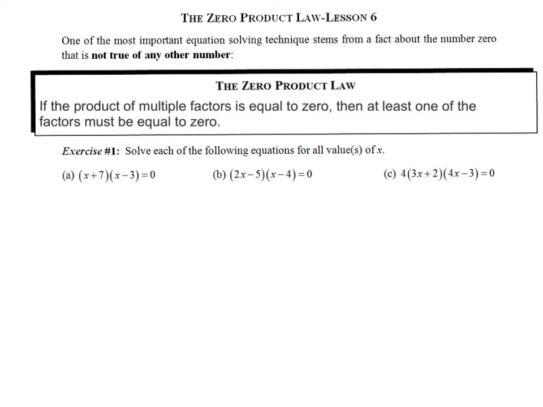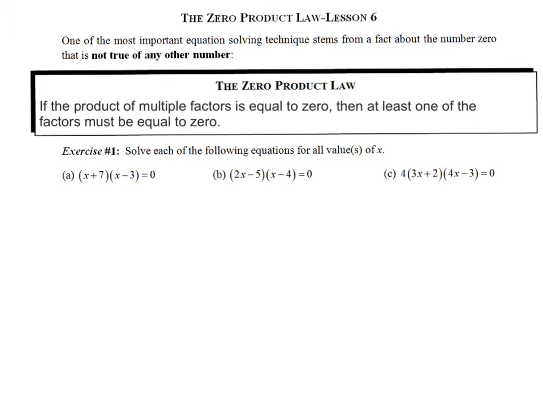Today we're going to talk about a very important property in algebra called the zero product law. It is one of the most important equation solving techniques that we can use anytime we have a product that's equal to zero. The only number that this works for is the number 0, not any other constant. So the zero product law says, if the product of multiple factors is equal to 0, then at least one of the factors must be equal to 0.